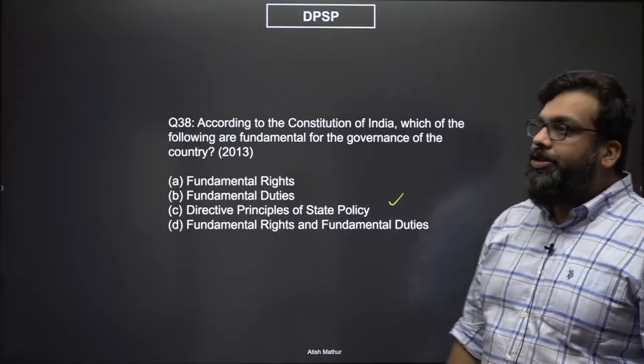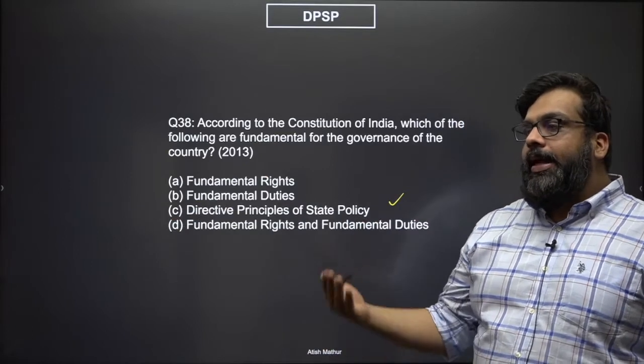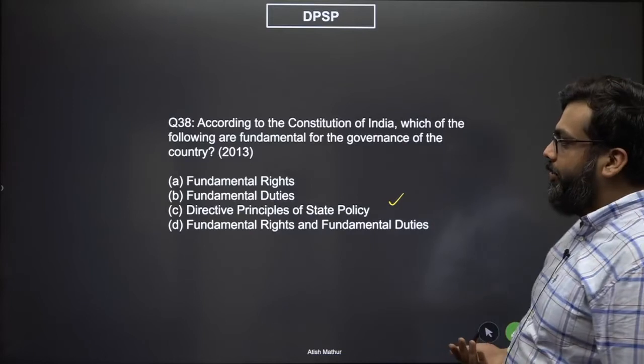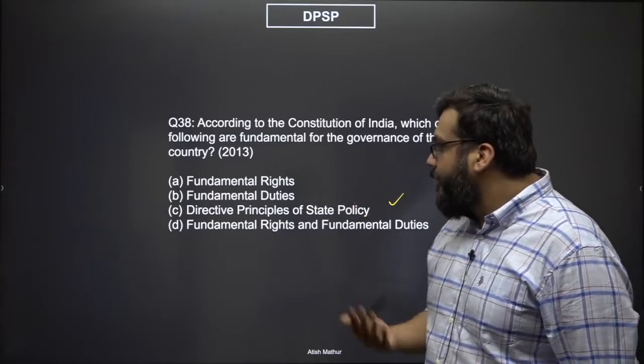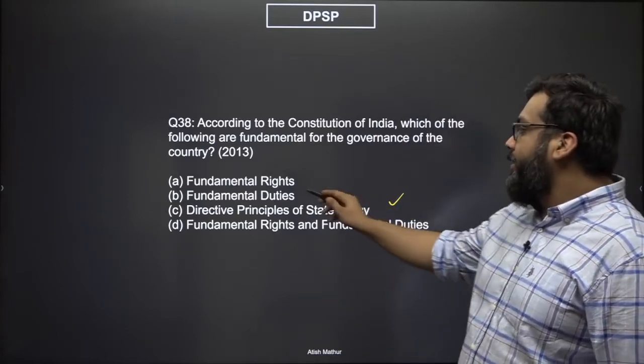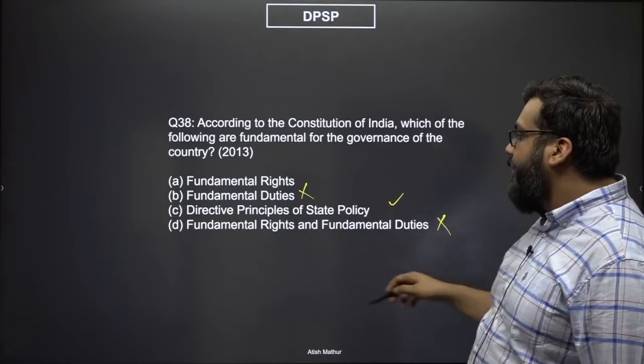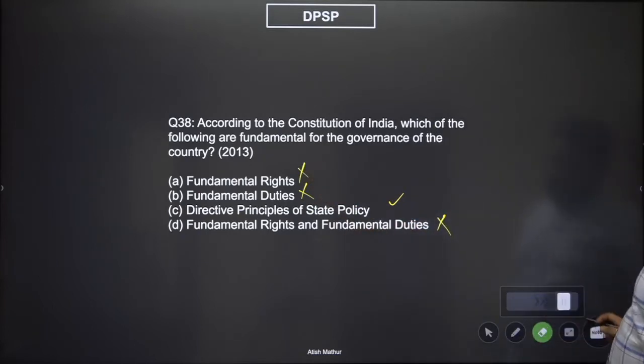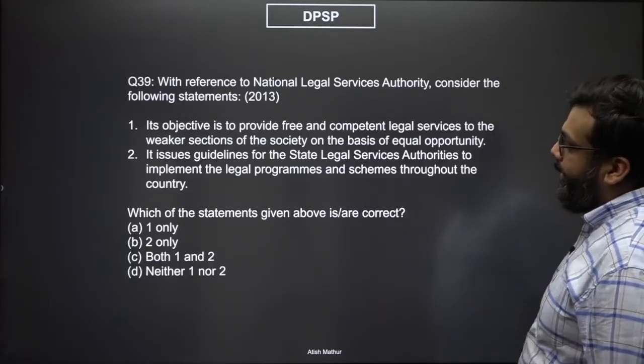Rights are to ensure that citizen interests are not taken away. They're the bare minimum that the citizen should get. Duties are about citizens. So anything which has duties automatically gets eliminated, rights gets eliminated. What you're left with is directive principles of state policy. Next.